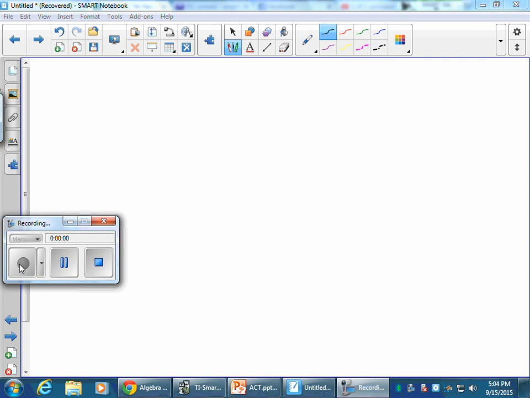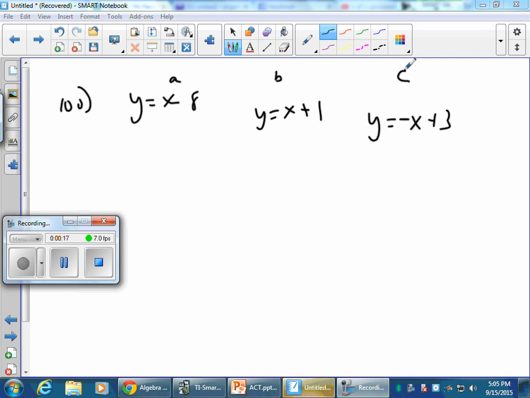See if we can do the last few here. Problem number 100 gives you three equations and wants to know if there is any kind of relationship between them. Equation A is y equals x minus 8. Equation B is y equals x plus 1. And equation C is y equals negative x plus 3.